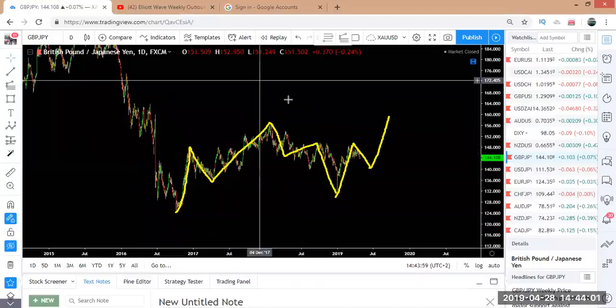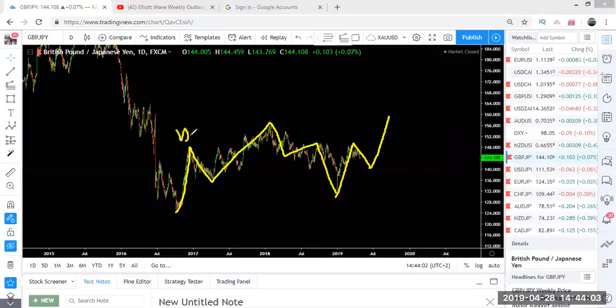Now let's switch this off. You see how clear that structure is. You've got an A, B, C move. This is a C, this is a diagonal. Now you've got here a running flat. I need to use a different color. You've got a running flat there. There's a 1, 2, 3 wave move. So you're expecting 1, 2. This 2 is not complete yet. This is what we're busy with. This is a structure that I'm saying we need to wait for more information. But we know the overall structure and the overall direction.